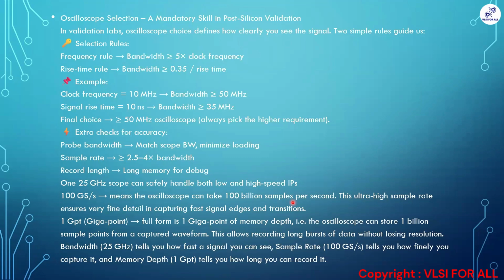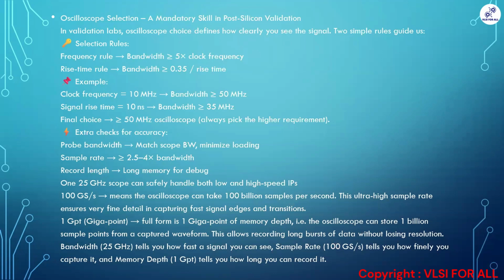And coming to the 1 gigapoint, it's like 1 gigapoint of memory depth, so it can store 1 billion sample points from a captured waveform. How will this signal be stored? How many sample points can it store? That is what the 1 gigapoint represents. This allows recording long data without losing any resolution.